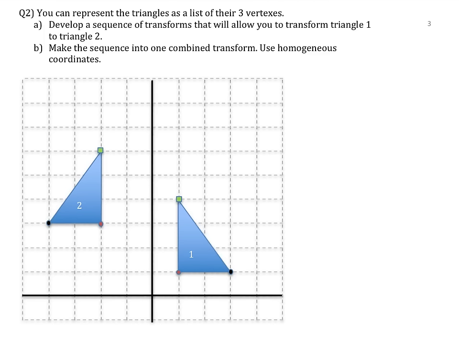So, develop a sequence of transforms that will allow you to transform triangle 1 to triangle 2. So we want to be able to take triangle 1 and we want it to end up where triangle 2 is. Make a sequence into one combined transform and use homogeneous coordinates. Okay, we better start actually using homogeneous coordinates all the way back in step A, because there's actually a transformation, or a translation, sorry, that is a part of this transformation. And so we are going to have to use homogeneous coordinates, otherwise translation is not available to us. Okay, so how will we do that?